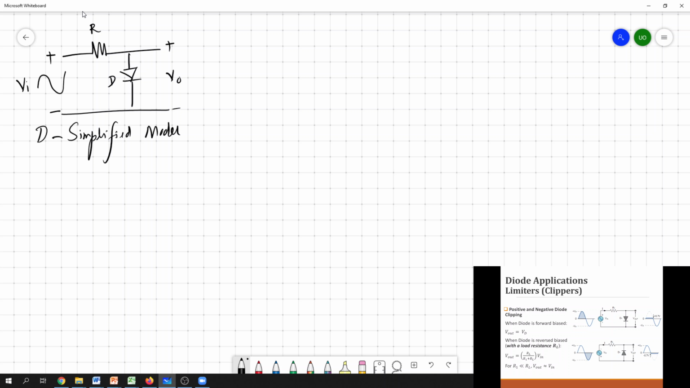So for this case, we know that if the diode is forward bias, the voltage drop across the diode should be greater than or equal to the knee voltage. If it is reverse bias, we know that the diode voltage should be less than Vk. So from the previous, we can easily get that the diode voltage should be equal to the input voltage for this particular circuit.